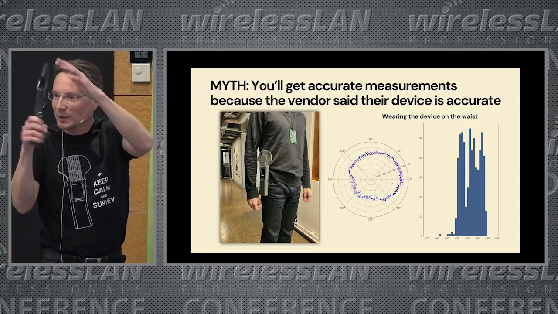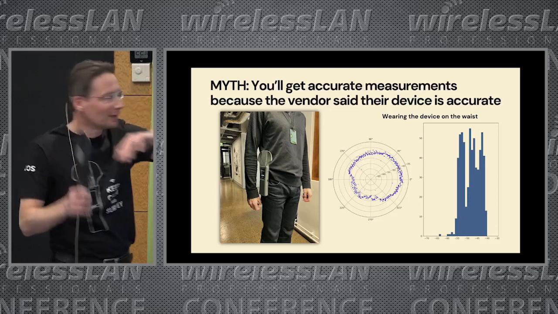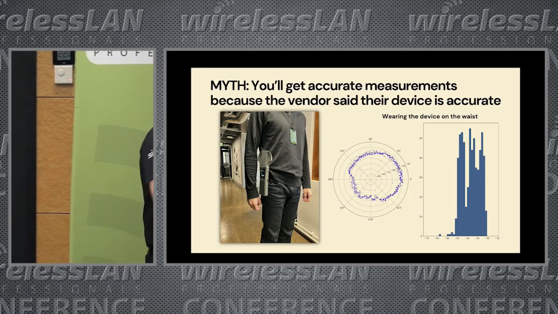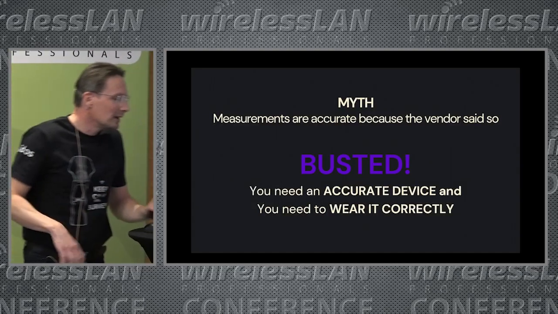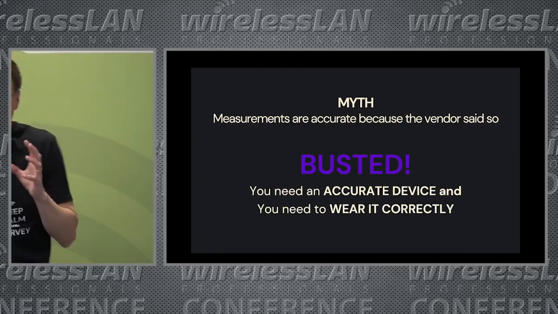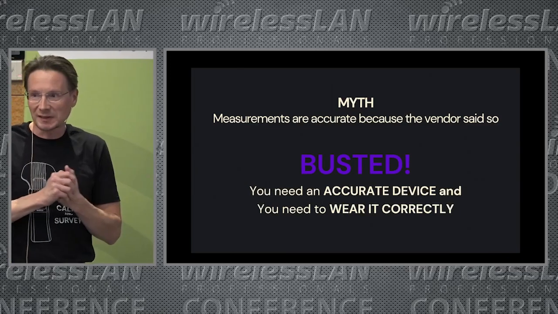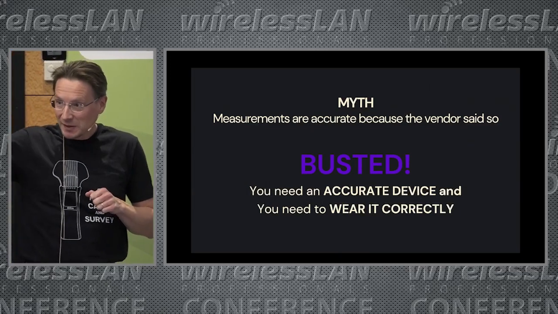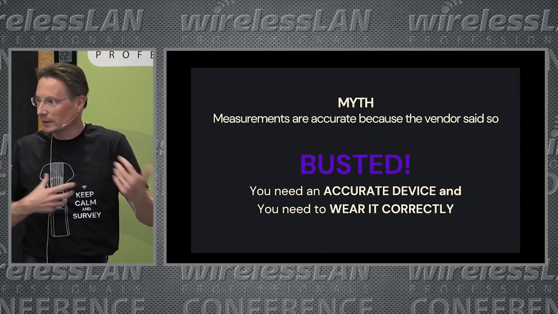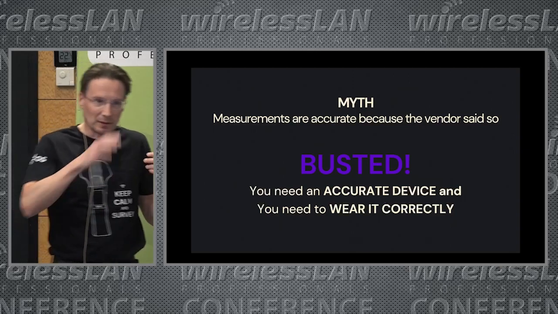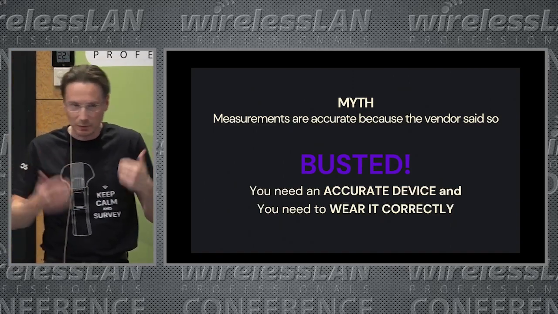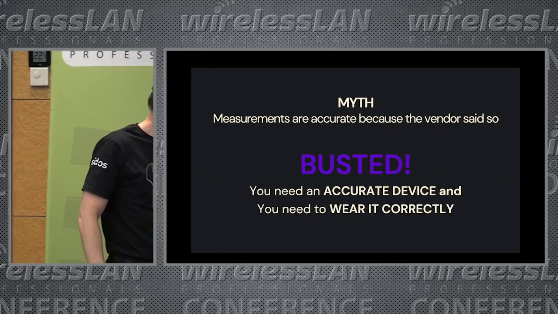Because you saw the other one where my body is not around, this is a good device. Here, the device is not any different, but it's my body attenuating. So if the myth is that you're going to get accurate measurements because the device is accurate, I'd say this one is busted, because it's necessary to have an accurate device, but you also need to wear it and use it properly. I just want to say this so you're aware that whatever readings you get depend quite a bit on how you use your device.